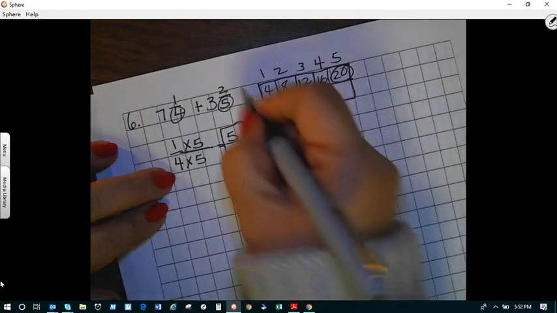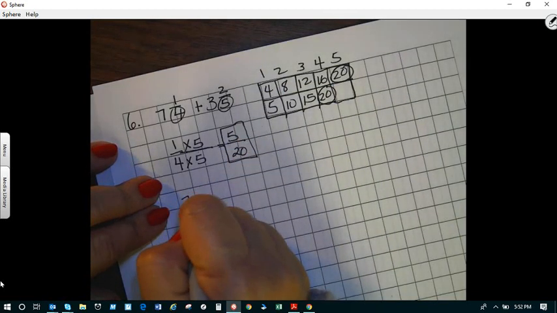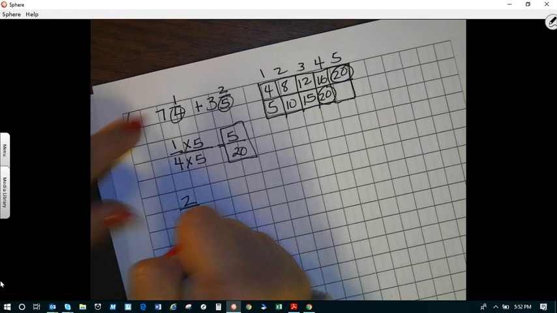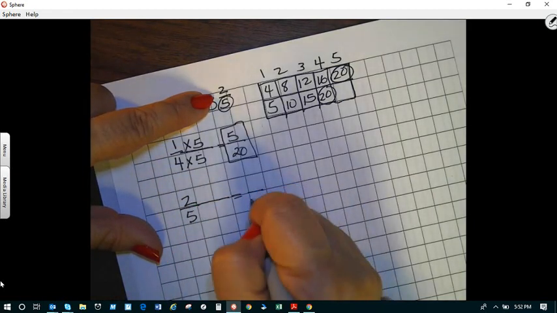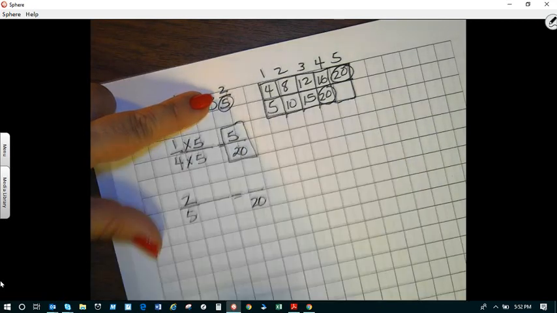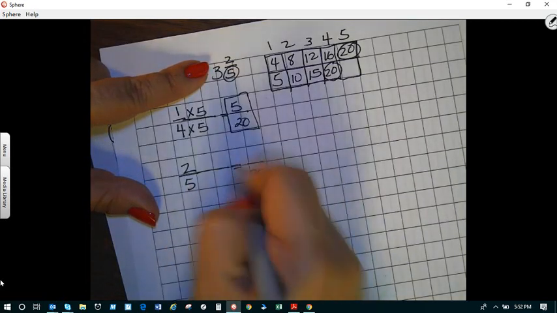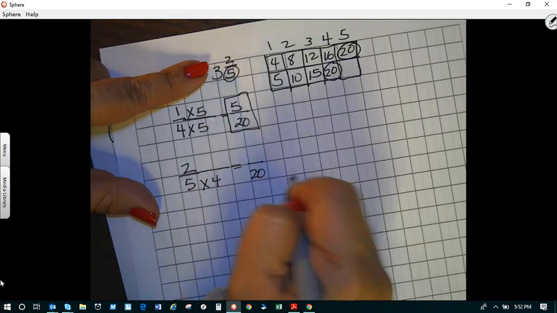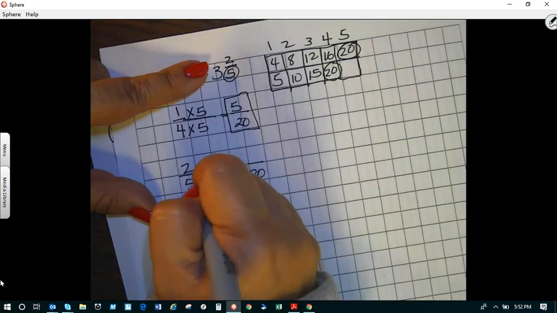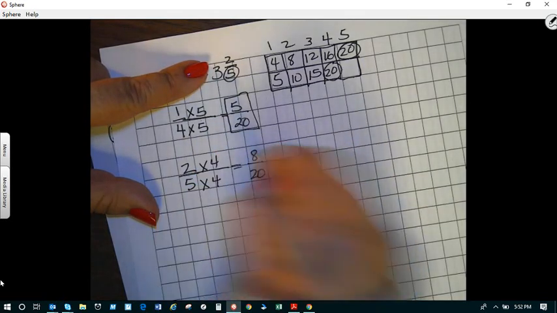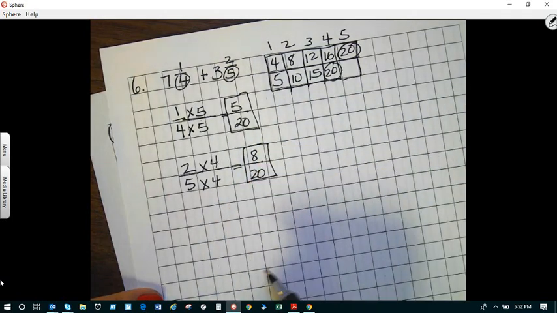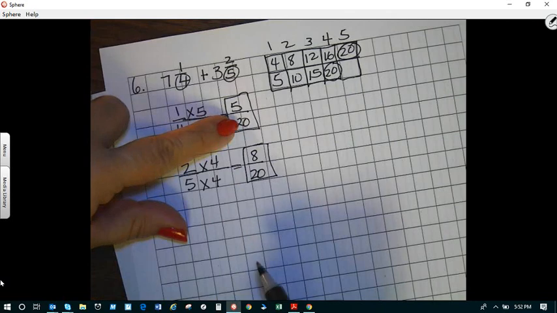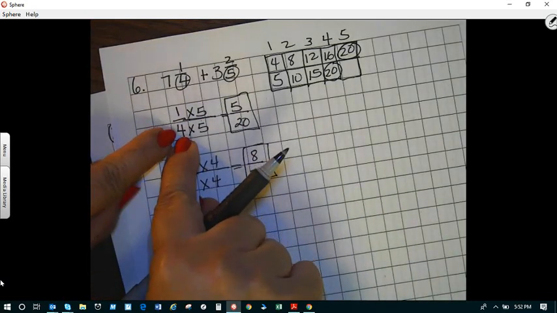Now I'm going to do the same thing with my 2/5. I'll bring that down here, and extend my fraction bar, and I'm going to put a 20 underneath it. I went from 5 to 20, which is 5 times 4 equals 20. 2 times 4 equals 8. And so that's 8/20. Now I can add. I got my 5/20 here. See my 1/4? This is where I got it.